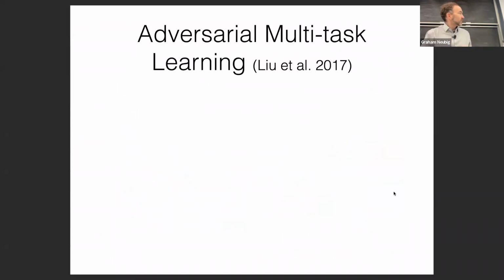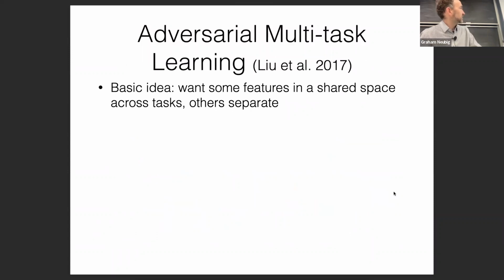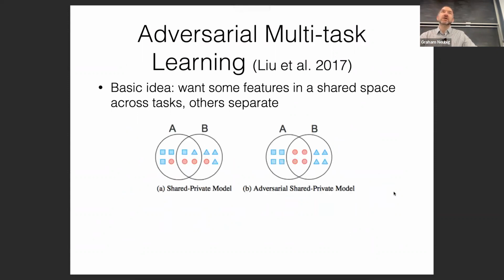Cool. Another thing is adversarial multitask learning, and this is a neat trick. The basic idea is when we're doing multitask learning, we might want some features in a shared space across tasks, others separate. So basically they have a shared and private model where some features are shared and some are not. If you have a really large model, you could arguably also just have an adversarial objective over just some of the features and leave the other ones without an adversarial objective.